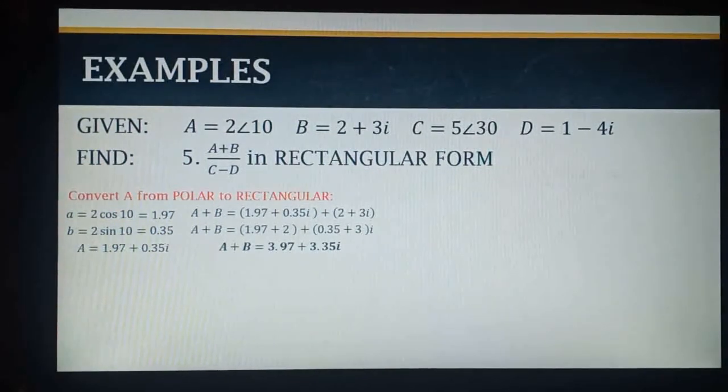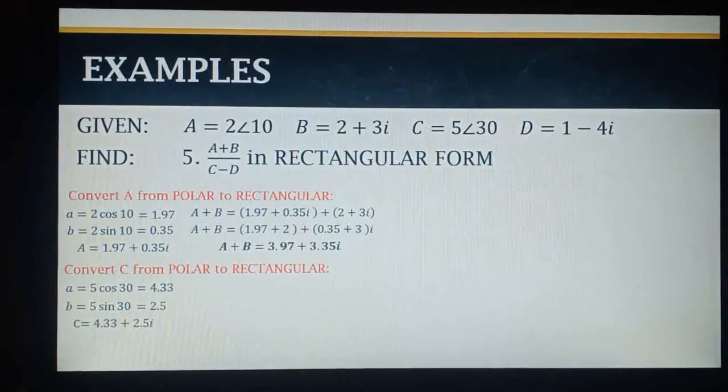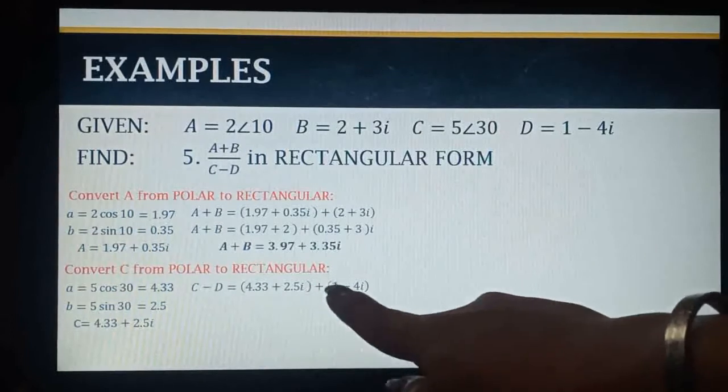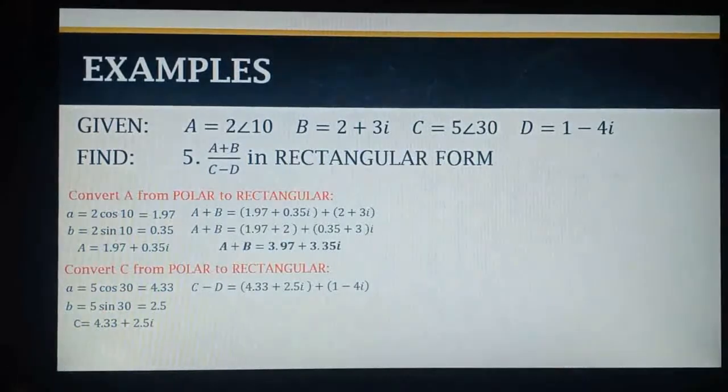Then for the C minus D, you have to convert C into rectangular. So you will have A equals 5 cosine 30, which is equivalent to 4.33. Then B equals 5 sine 30, which is equivalent to 2.5. Therefore, C is 4.33 plus 2.5i. You have to get C minus D. So this is 4.33 plus 2.5i. This is minus, sorry for the mistake, this is minus 1 minus 4i.